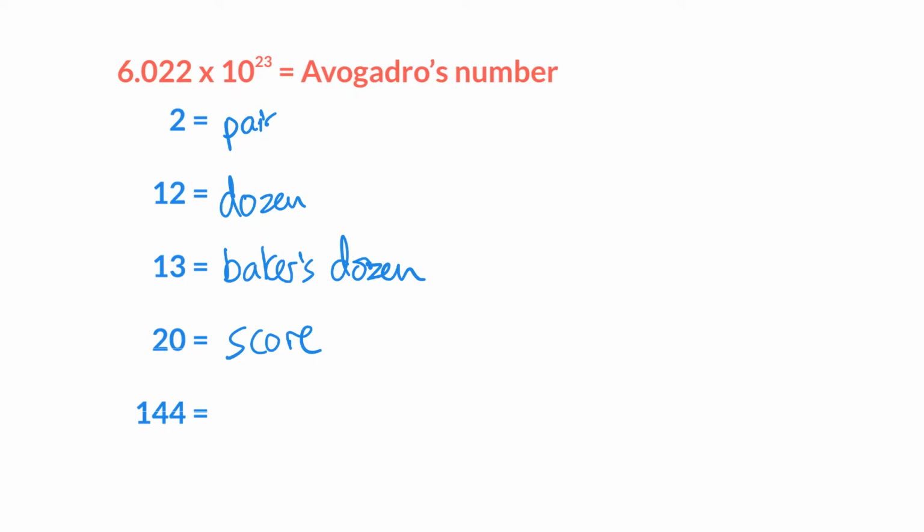They're golf pencils. And 144 is called a gross. And so it turns out that Avogadro's number is kind of like the chemist's dozen. And we have a name for Avogadro's number when we have this number. So when we have 6.022 times 10 to the 23 of something, we call it a mole. And we abbreviate that to just mol.